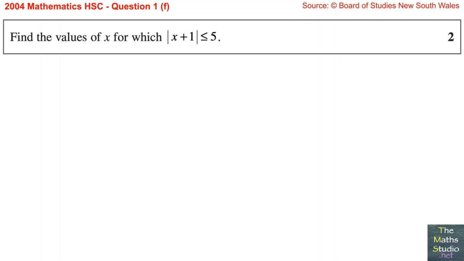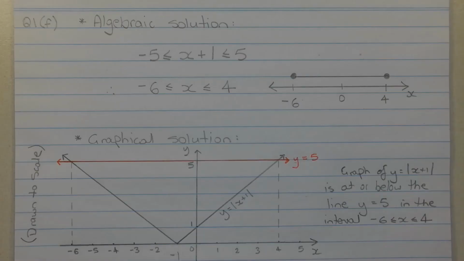Question 1, Part F. Find the values of x for which the absolute value of x plus 1 is less than or equal to 5. I'm going to discuss 3 different ways of solving this inequality. I'm going to go through an algebraic solution, then a graphical solution, and finally a critical points method solution.